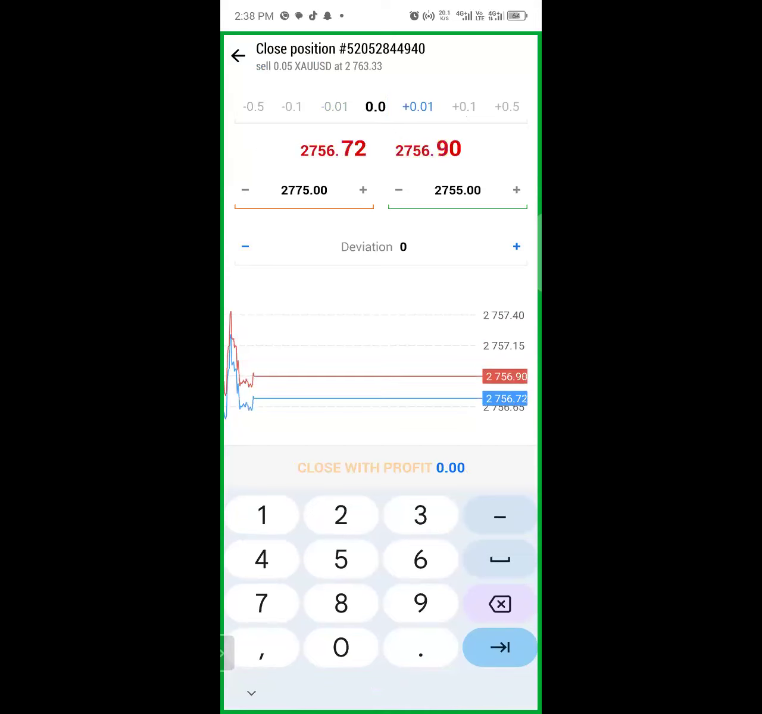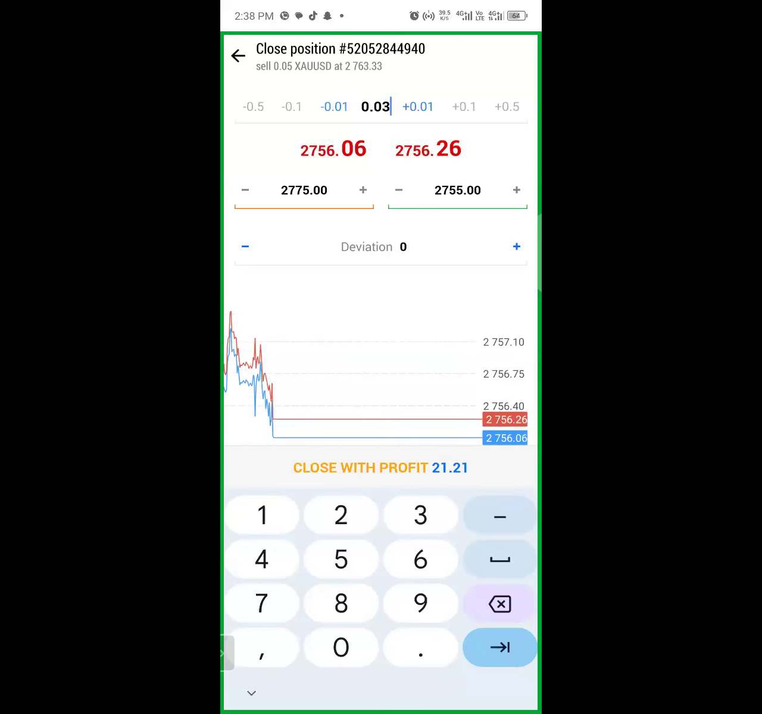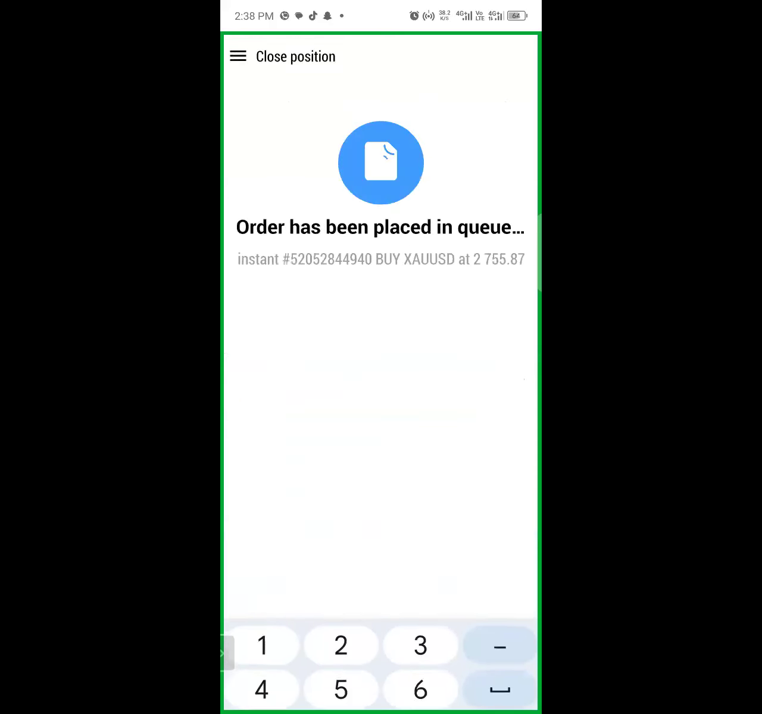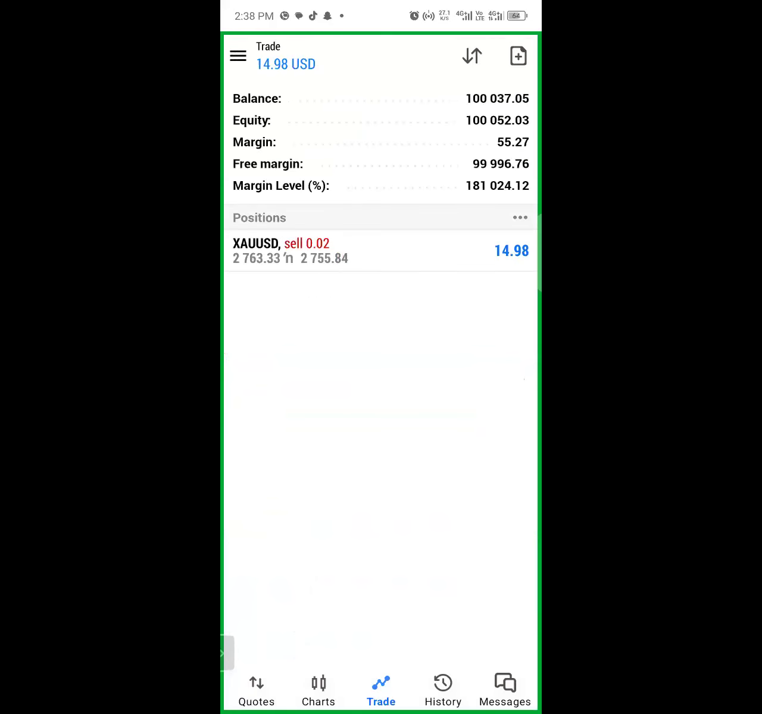0.25. Good. So let's do 3, right? Okay. As you can see, your profit has reduced because we're trying to take part of it. So click close with profit. Can you see your 3 has left the 5?